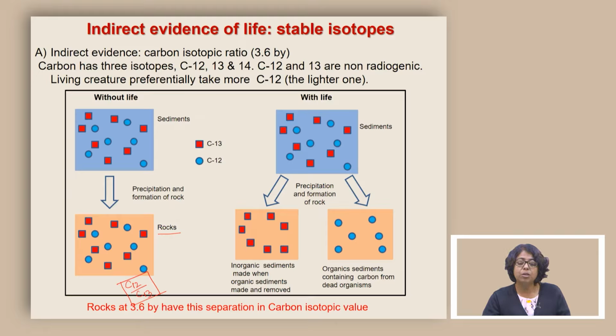They are preferentially going to take the C12, and therefore the rocks that they create will have a greater preference for C12 over C13, and this will dominate compared to the C12-C13 ratio that was produced in a place where biology was not involved. So, let us try to understand it again.